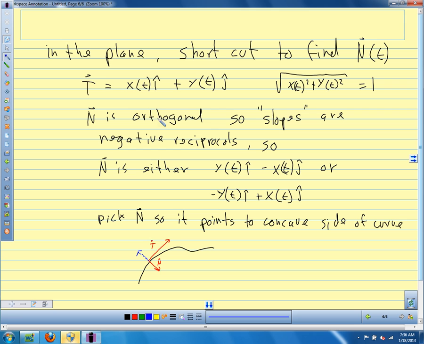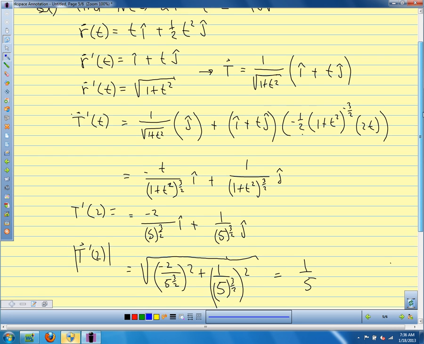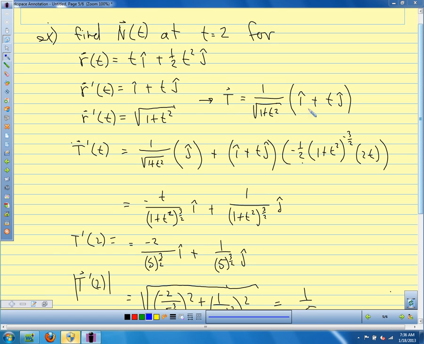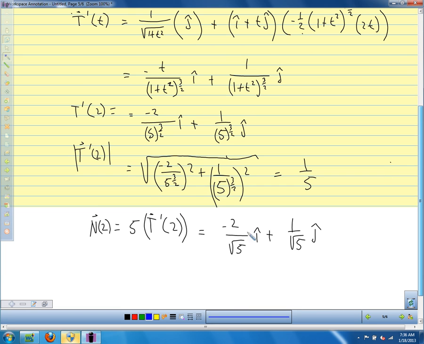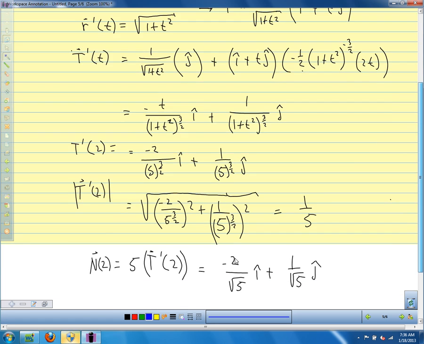Yeah, we need n orthogonal to t, right? So we just switch the x's and y's on the t. So I go back here. Oh, this one, yes, t. So if I went here, switched the x's and the y's, and changed the sign on one, then I would have ended up with this. So if I plugged in t equals 2 here, switched the sign on one of them, switched the order, then I get this. So that would be our shortcut in the plane. Is this shortcut in space? No, in space there's not a shortcut, unfortunately.